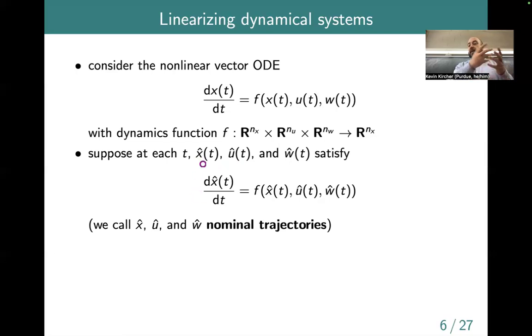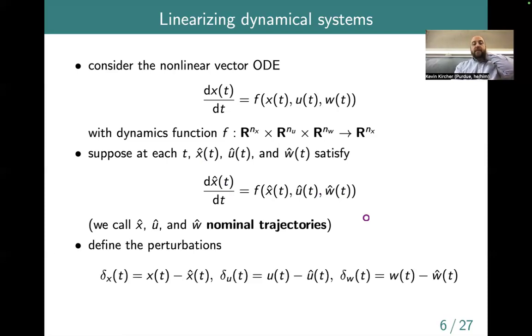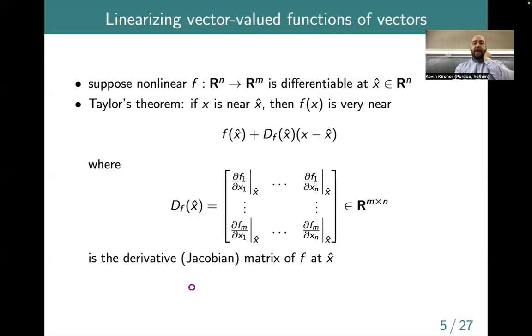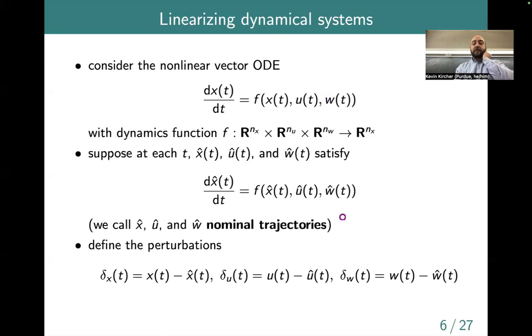So this function x hat, again a vector valued function, if you take its derivative anywhere along a trajectory, this derivative is equal to f evaluated at x hat, u hat, and w hat. So then we will define what are called perturbations. This is just the true thing x minus the hat thing here. And the idea, going back to this formula here, is that it multiplies a derivative times the perturbation. And so we define perturbations not just for the x, but also for the u and the w.